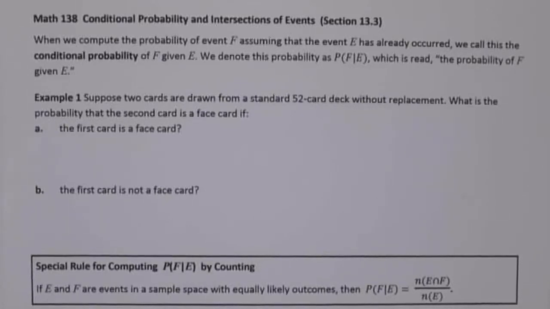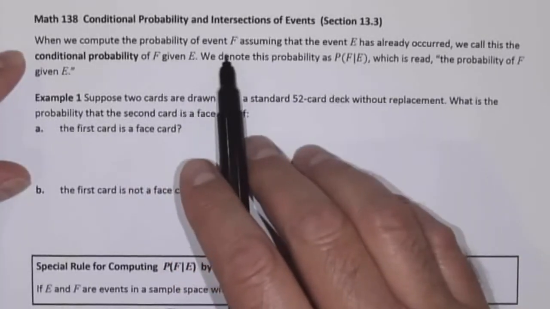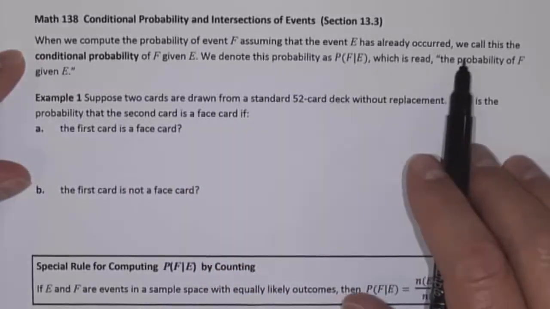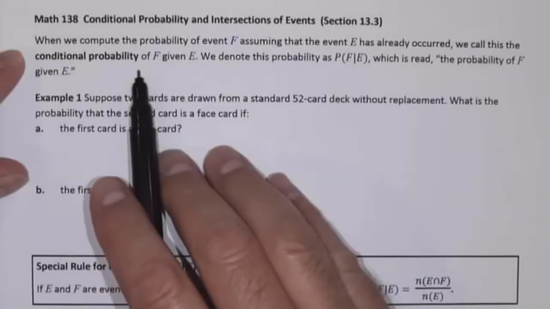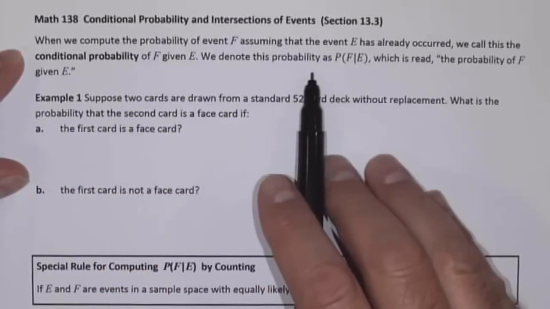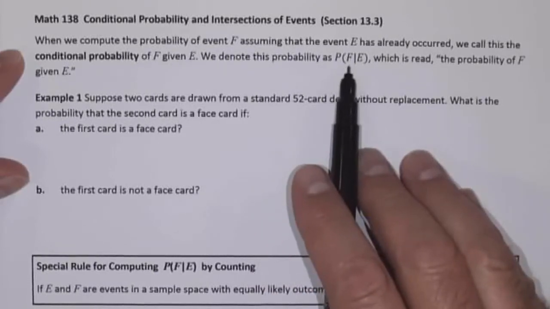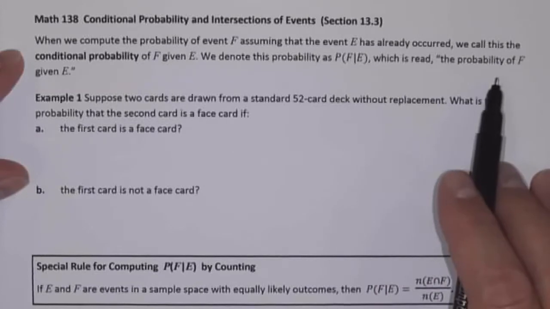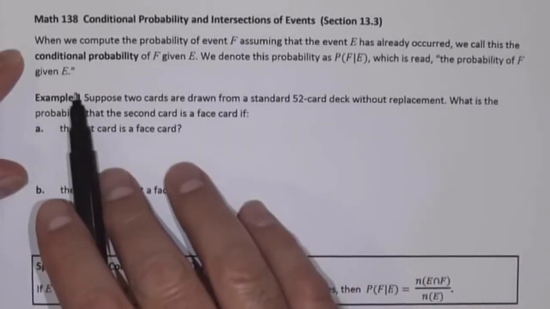In this video, we're going to look at conditional probability and intersections of events. When we compute the probability of event F, assuming that the event E has already occurred, we call this the conditional probability of F given E. We denote this probability as P of F vertical bar E, which is read the probability of F given E.